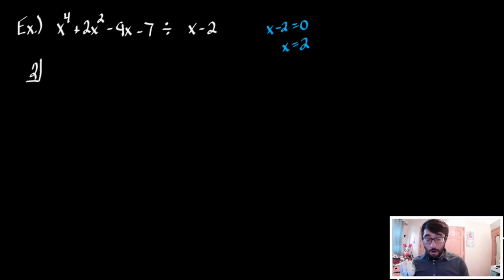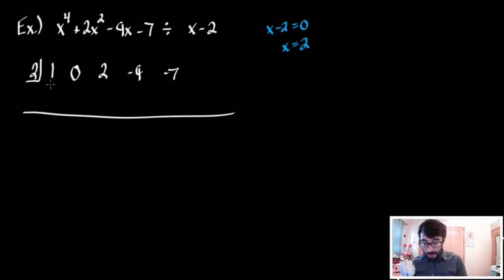And now we write our coefficients. So we have x to the 4th, which was 1x to the 4th, x cubed. Wait, we don't have an x cubed. This is what I was talking about. If we're missing a term, this went from x to the 4th to x squared. It's missing x cubed. It's missing the cubic term. We need to hold this place with a 0. So we have 1x to the 4th, 0x cubed, 2x squared, -9x, and -7. So there's our coefficients and constants. We draw the line, we bring down the first number, and we start the process.